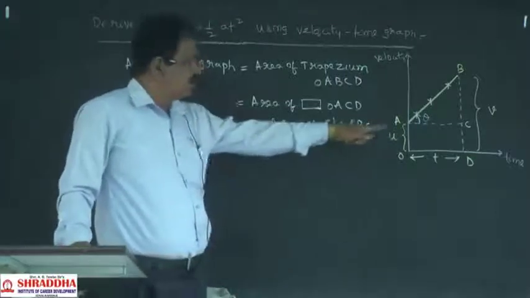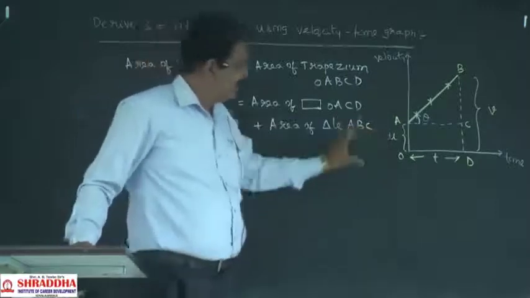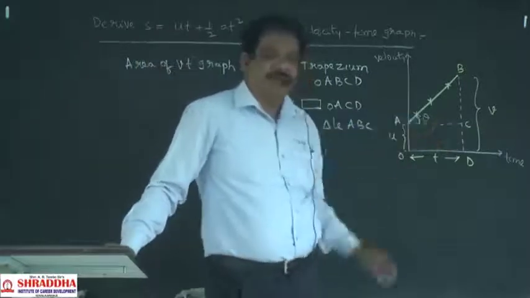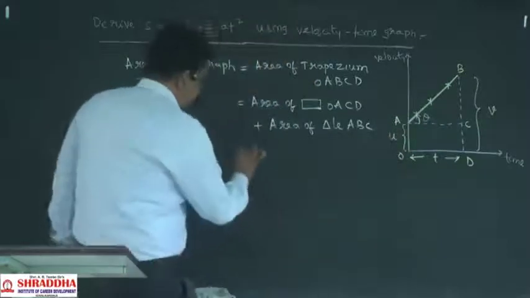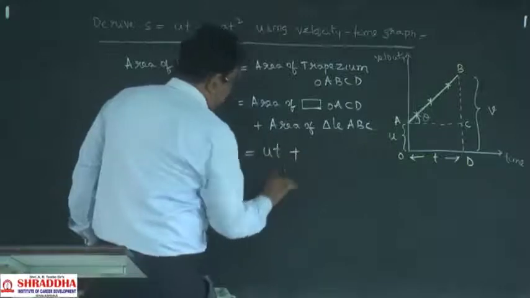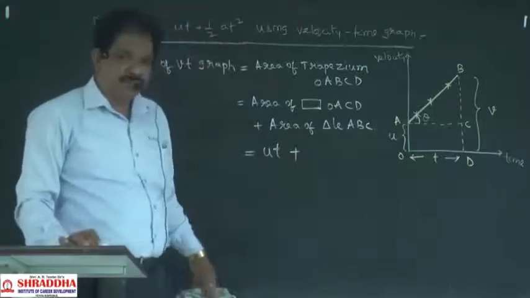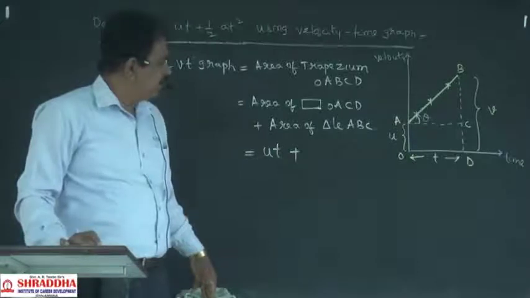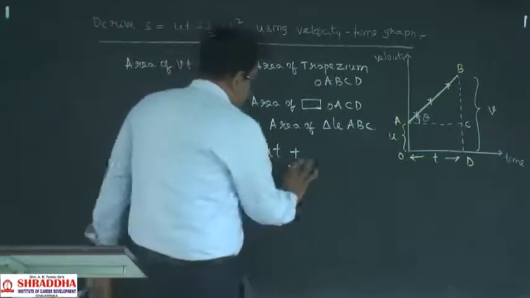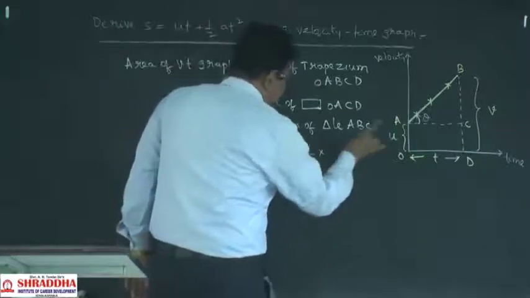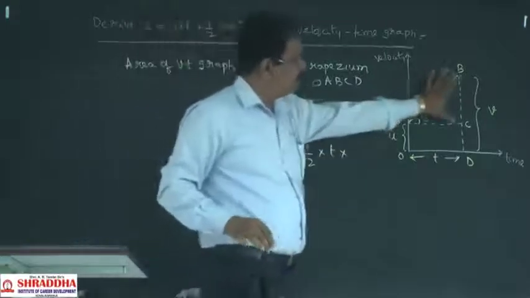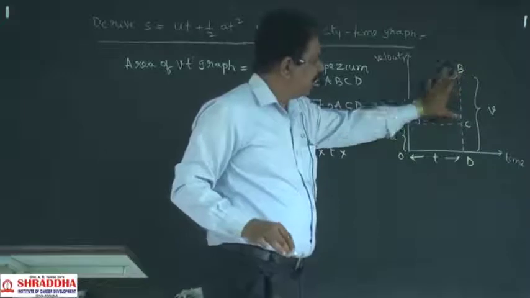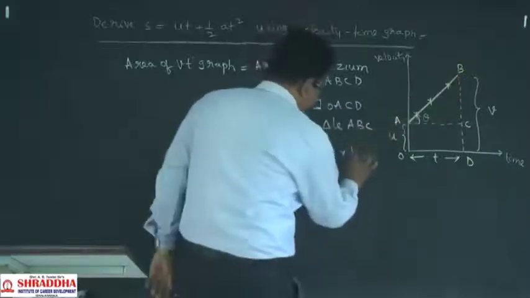Area means length into breadth. If you consider one as the length, the other will be the breadth. You can take any manner. So in this, the value will be equal to ut. Clear? Next, the area of the triangle. Triangle area is half into base into height. The base AC has value t, and the height is BC. BC value is equal to v minus u.